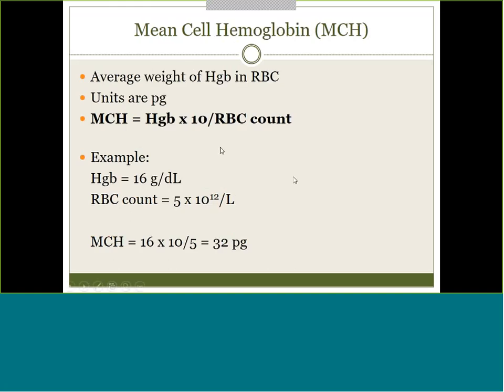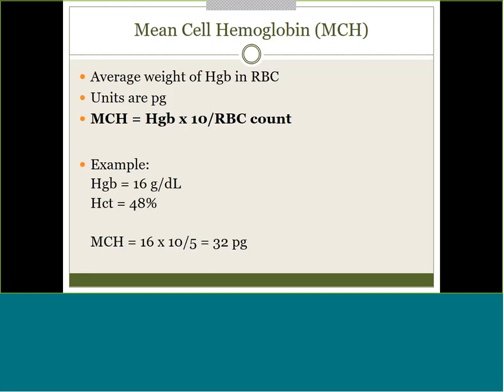Your MCH is mean cell hemoglobin. This is going to tell you the average weight of hemoglobin in your red cell. The units will be picograms, PG. So it's your hemoglobin times 10 divided by red count. So similar to the last one, just now we're using the hemoglobin because we're looking at the average weight of hemoglobin. So if your hemoglobin was 16, your red count again 5, it's just 16 times 10 divided by 5, should be 32 picograms in this case.